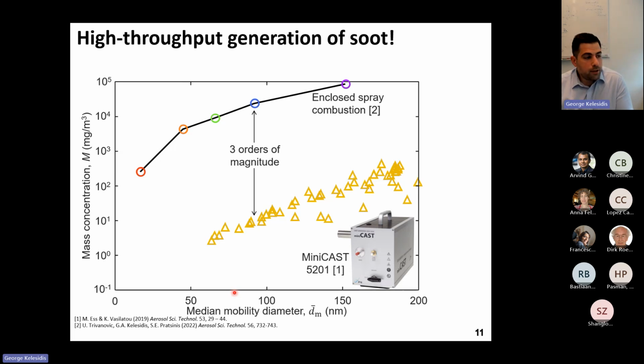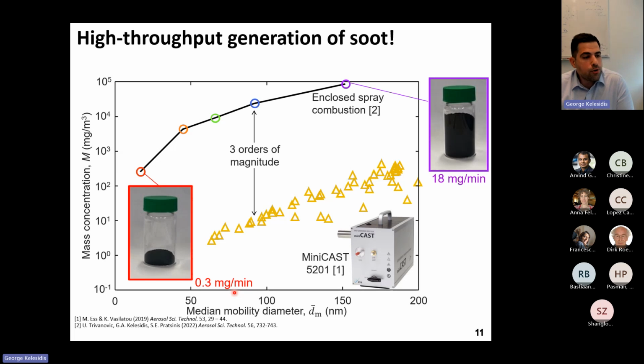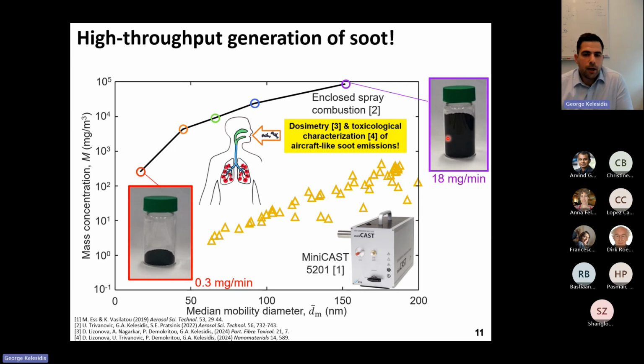So we took advantage of these large mass concentrations and we were able to collect large samples of soot at various equivalence ratios, as you can see in these images over here. Together with my colleagues at the School of Public Health of Rutgers University, we used the soot nanoparticles collected this way to characterize the inhaled dose of such aircraft-like soot nanoparticles and also to perform a toxicological characterization in order to quantify more accurately their impact on public health.